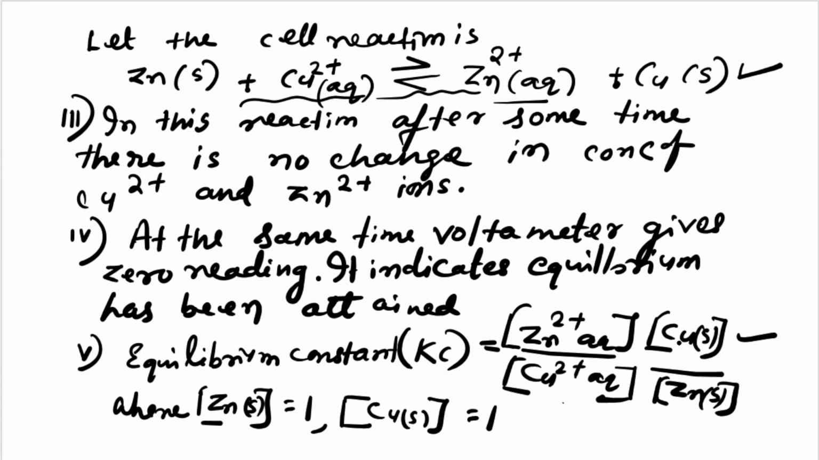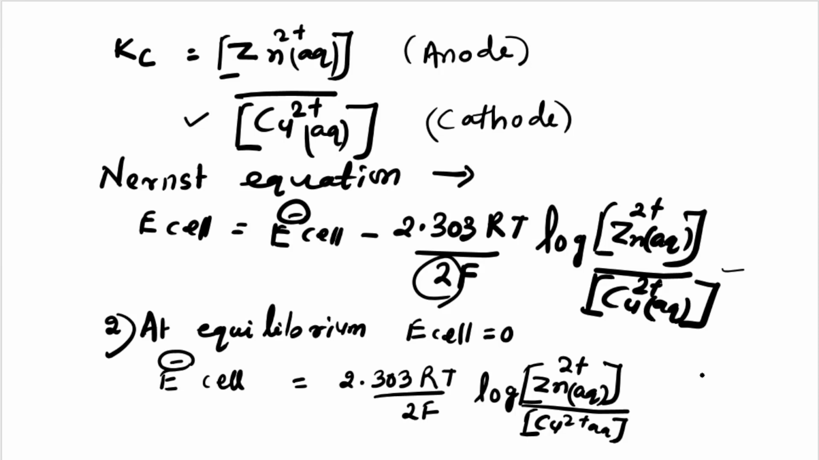Now what is the meaning of the concentration of Cu(s)? That value becomes 1 because it is a solid. Then what value does the equilibrium constant have? Because Cu(s) equals 1 and Zn(s) concentration equals 1, Kc equals Zn2+ divided by Cu2+, both as molar concentrations. According to electrochemistry, the Zn2+ part acts as the anode and this part acts as the cathode.